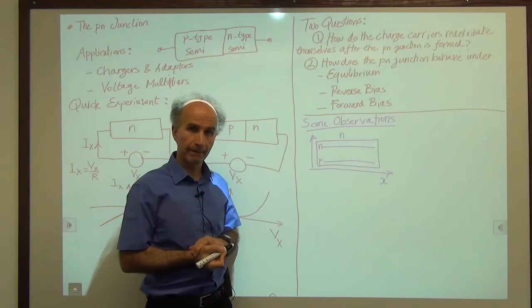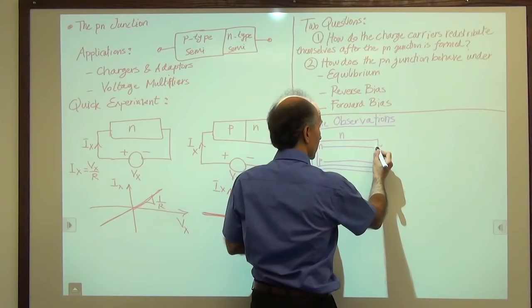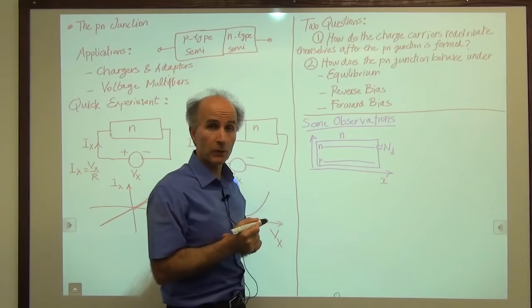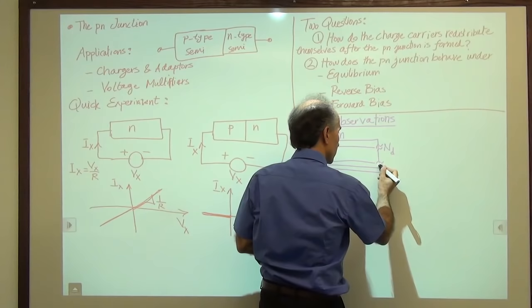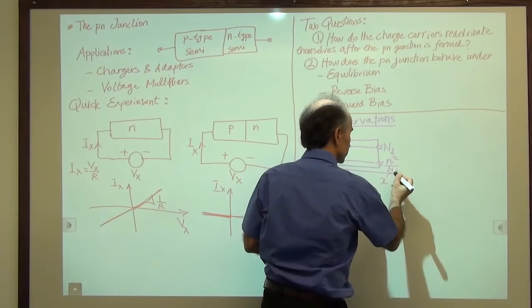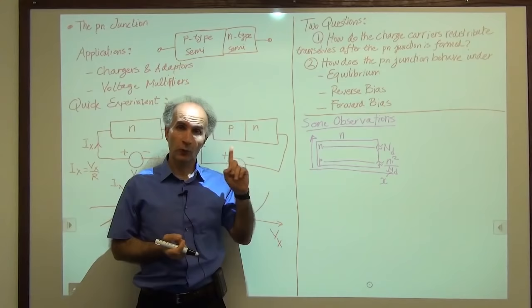How much is n? Remember the equation we had. N was actually about equal to nd, the number of donor atoms per cubic centimeter. And p was ni squared divided by nd. So far, so good. Let's repeat this for a p-type device.